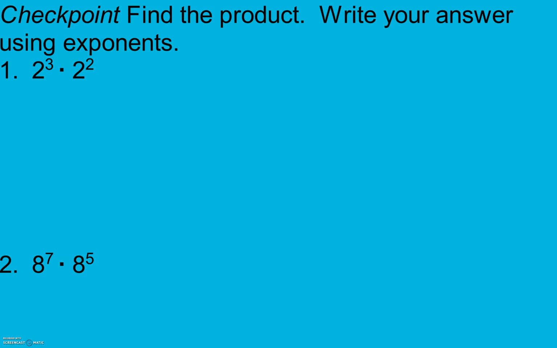Go ahead and pause here and give these a try. We're going to find the product, write our answer using exponents. So 2 cubed times 2 squared. I have the same base here, so I keep my base. I go ahead and add my exponents. So I take 3 plus 2, which gives me 2 to the 5th power.